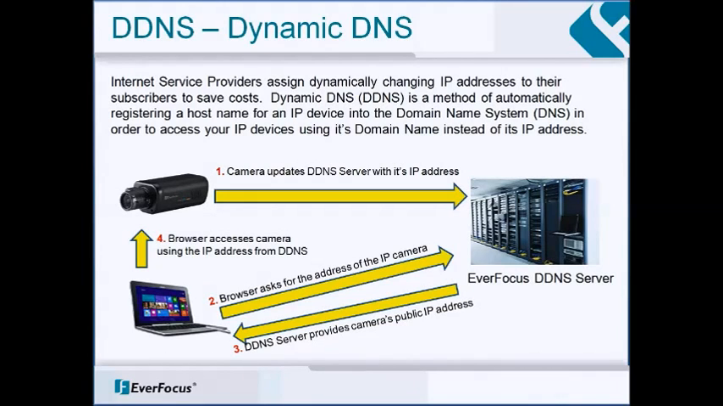We achieve this result by doing the following steps. First, the camera periodically updates the DDNS server with its IP address. Second, the browser asks for the address of the IP camera on the EverFocus DDNS server. Third, DDNS server provides the public IP address of the camera to the browser. And finally, browser accesses the camera using the IP address given by the DDNS server.